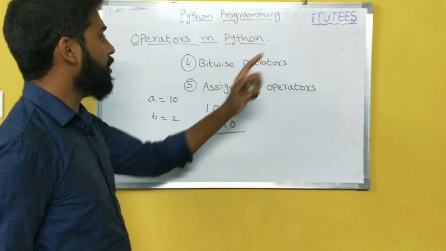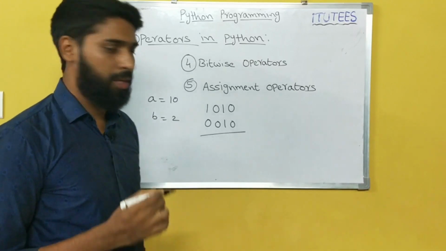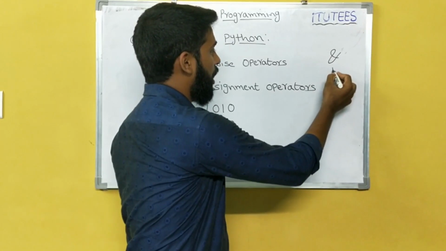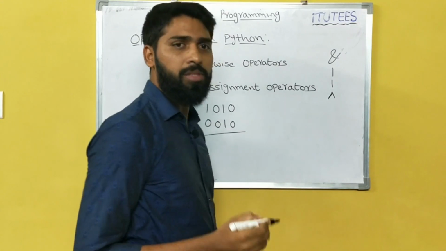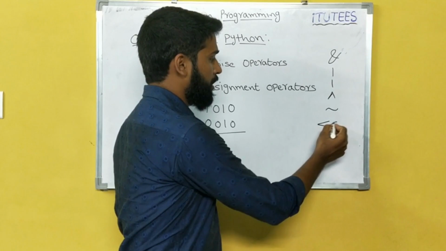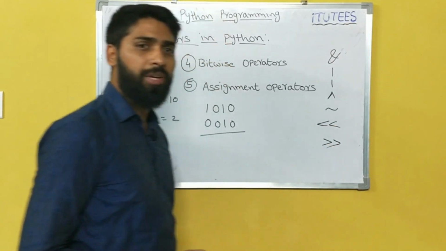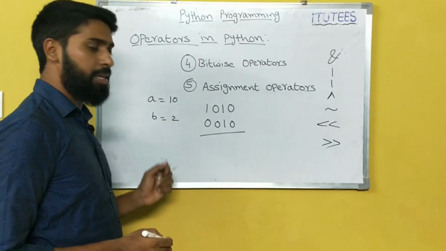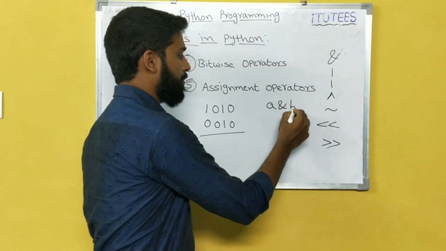Now, coming to bitwise operators. What are the different bitwise operators available in Python? One is the AND operator, another is the OR operator, another is XOR, another is NOT, another is shift left, and another is shift right. Now we can discuss all these operators with examples. So a equals 10, b equals 2. Now we are going to perform a and b.